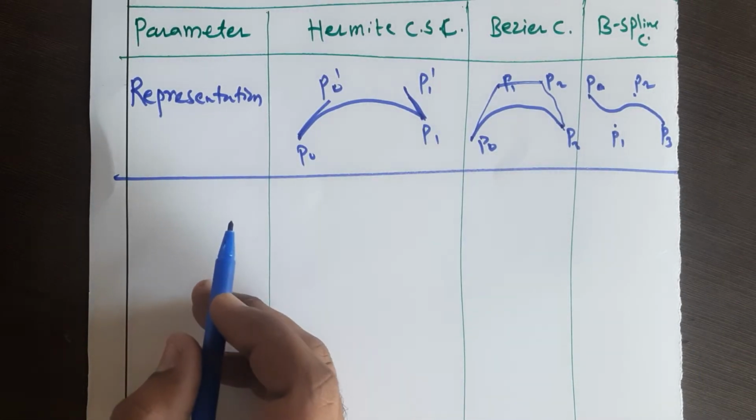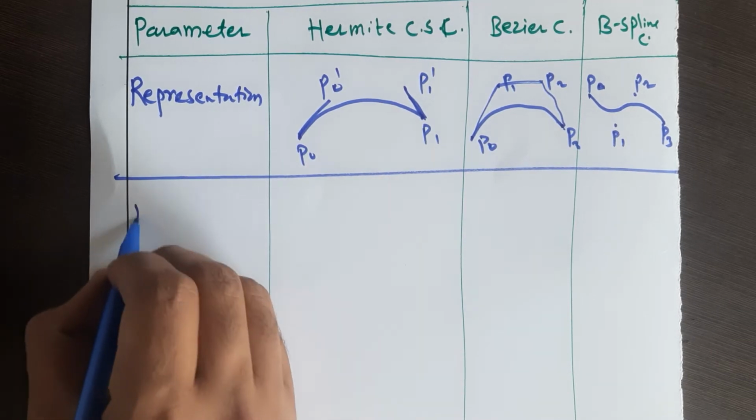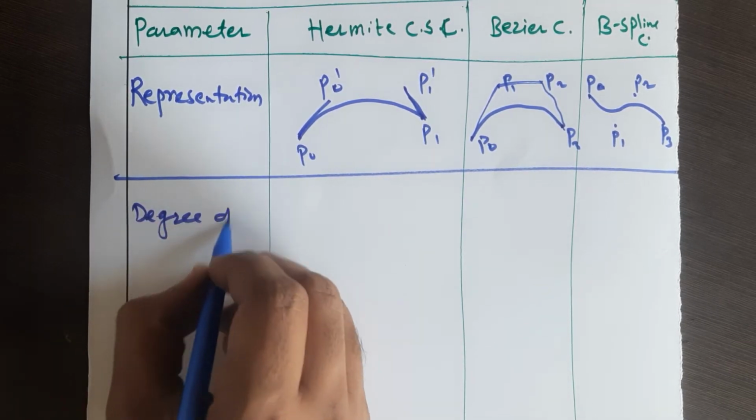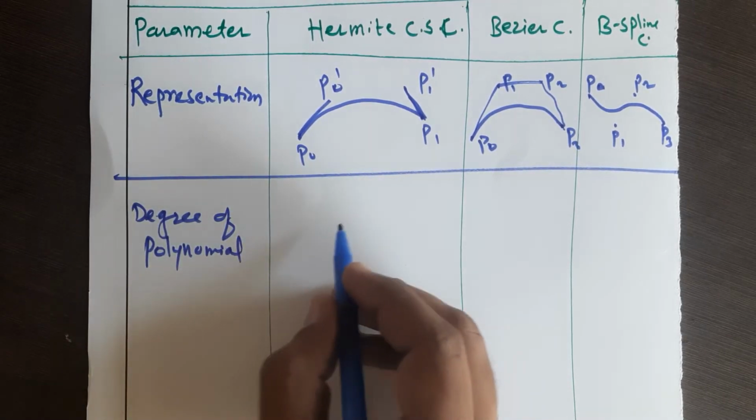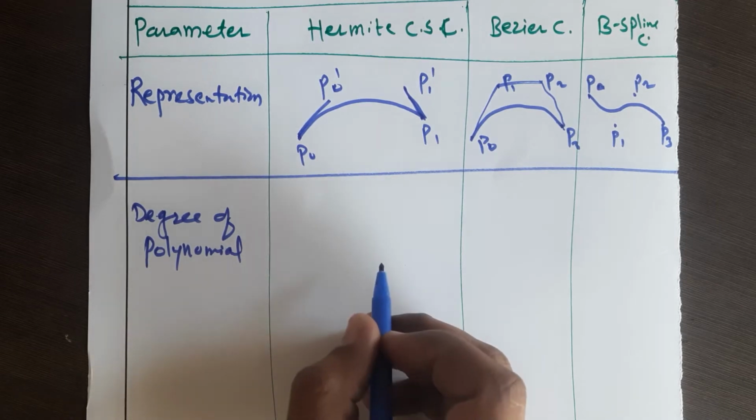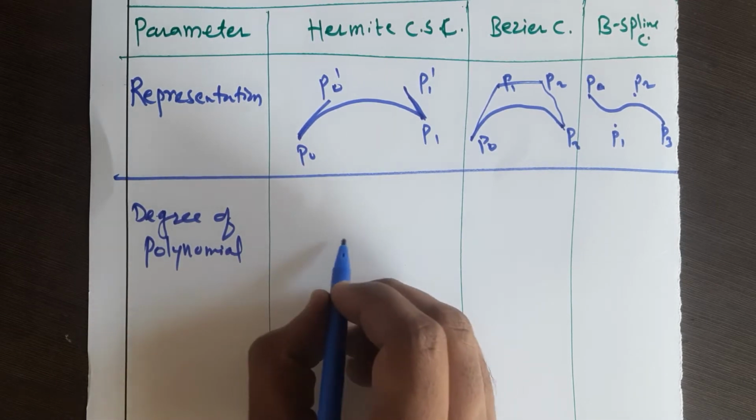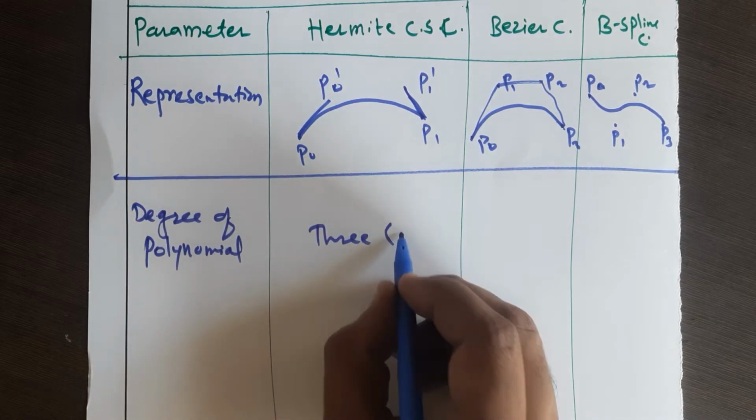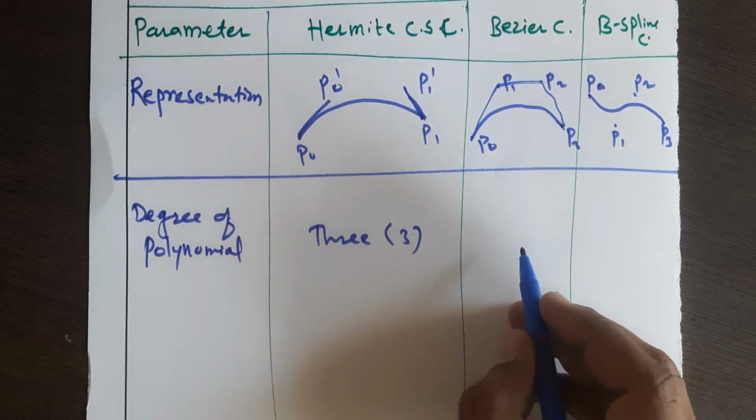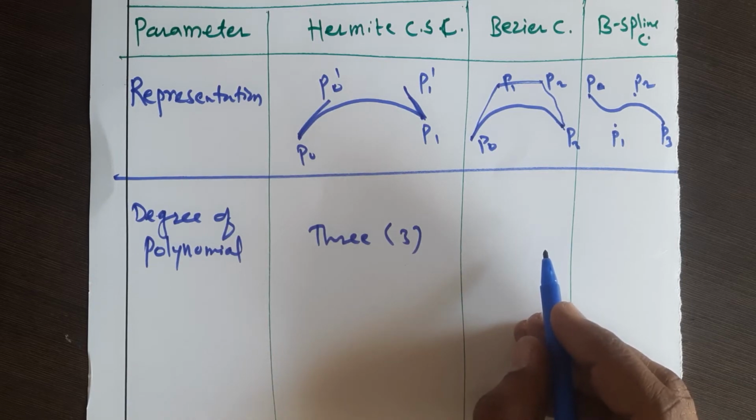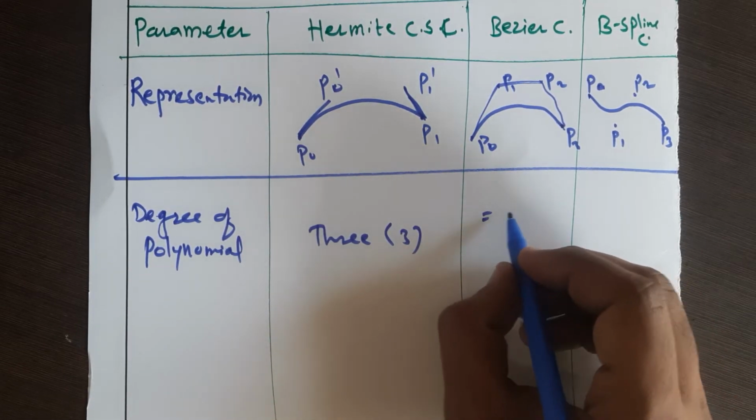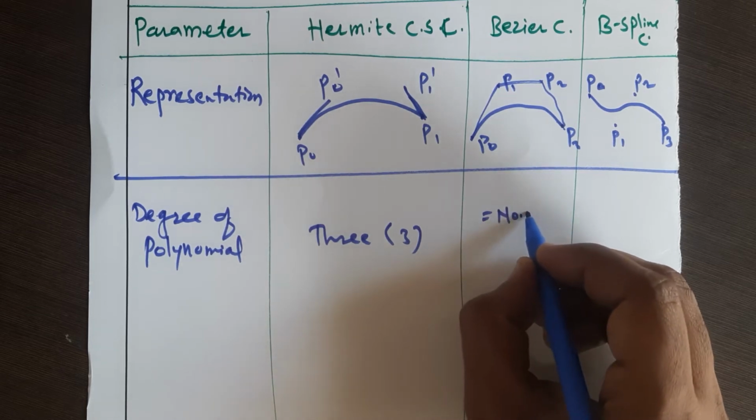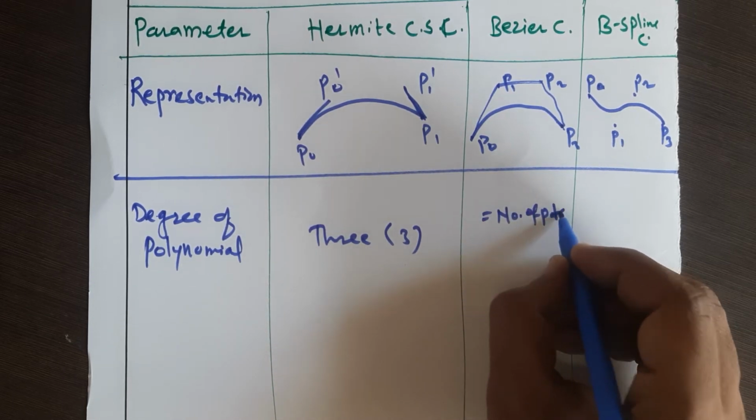Then next is degree of polynomial. The degree of polynomial in case of Hermite cubic spline is always 3. In case of Bezier curve with n plus 1 data points, the degree of polynomial is equal to the number of data points minus 1.